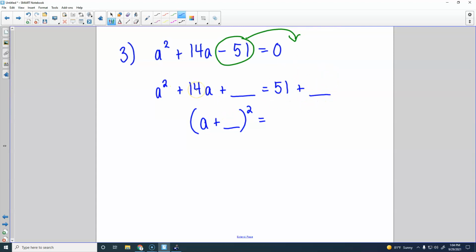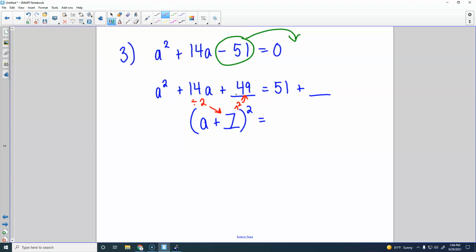If I've got 14 here, what number goes right here? A 7. What number should go in this blank spot right here? 49. Okay, so every time you're just dividing by 2 to get the number that goes right here, and then you're raising it to the second power to get the number that goes here. Now, I just put a 49 on the side of the equation that wasn't there before.